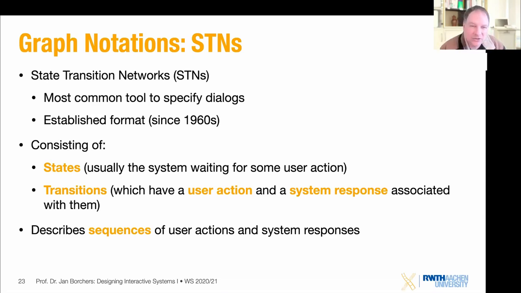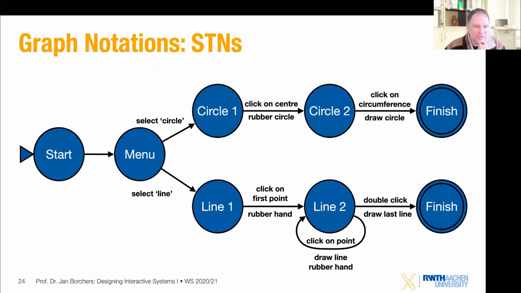This is a difficult level to pick right, and you need to think about this when you write down your state transition network. What am I ignoring, basically? What kind of level of detail am I ignoring, and what level do I want to model and bring out the interesting design decisions that I want to communicate to the team? Okay, so here's an example.